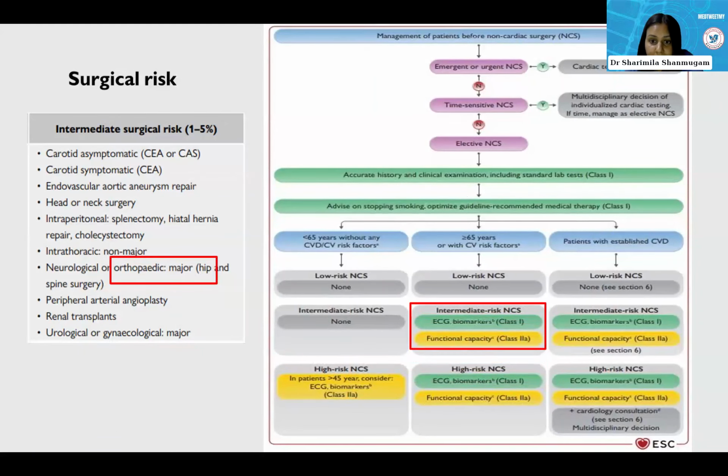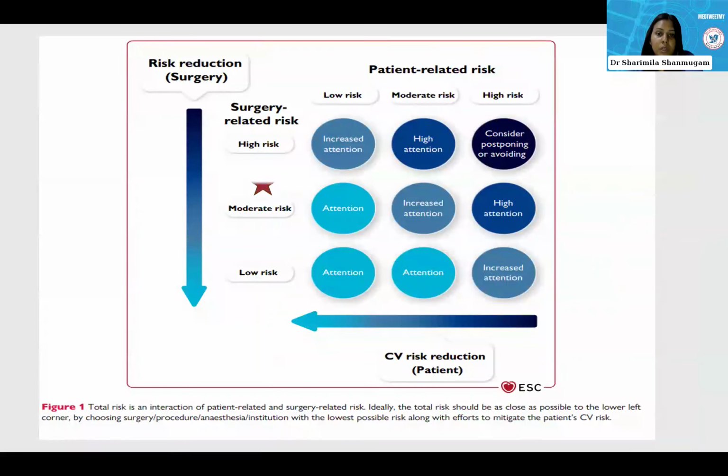despite her being above 65, without established cardiovascular artery disease, she's in the intermediate risk for non-cardiac surgery. So we proceed with ECG, biomarkers as a class 1 indication, and functional capacity again, which you can do. This is another diagram that is quite nice to see. Why I star it like that, because versus the patient-related risk, moderate risk, and the surgical-related risk, also moderate risk. If we can do that, we can see, oh, this one, Kalsum, needs increased attention for her assessment.